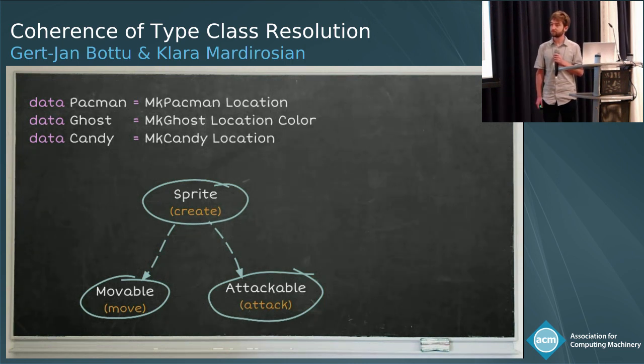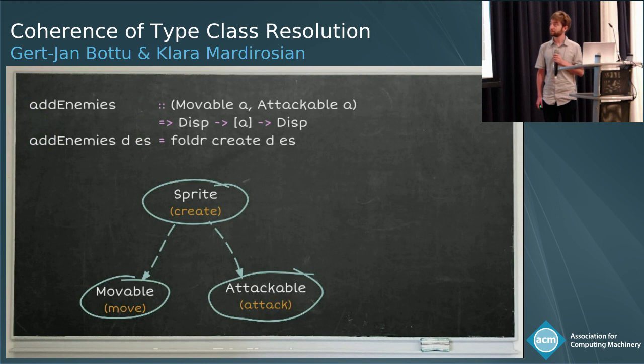So the function in question actually is the addEnemies function, which takes a display and a list of entities, which have to be both Movable and Attackable, and then updates again the display by showing them on the specified locations. The problem is that in the implementation of addEnemies, I use the create function, which is actually provided by the Sprite type class, which in turn is a superclass of both Movable and Attackable.